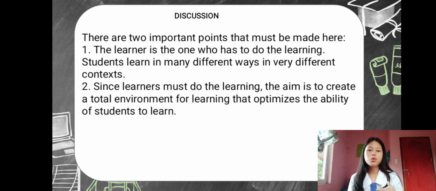So dapat mo cooperate sila, like mo manikamot po sila nga makasabot sila ingana. So number 2, since learners must do the learning, the aim is to create a total environment for learning that optimizes the ability of students to learn.